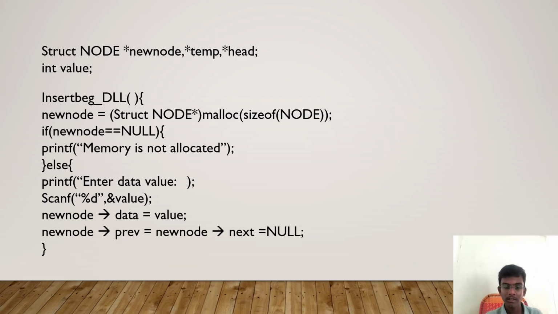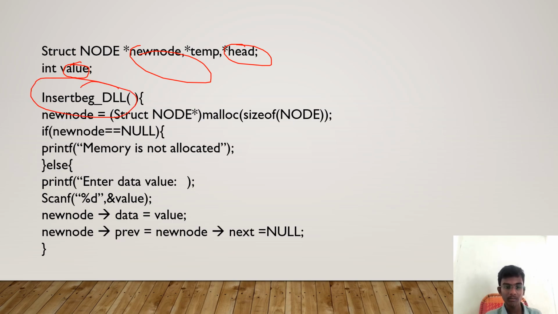Let us consider creating a new node, for new node, temp. Head points to the first node in the list. It contains a data value to store, or a data value for declaring an integer value. Insert beginning double linked list.